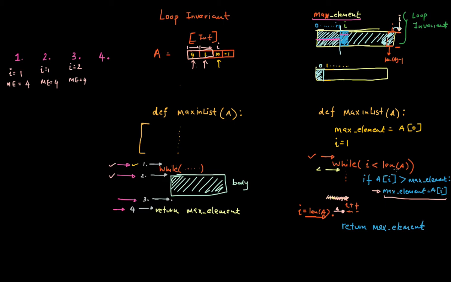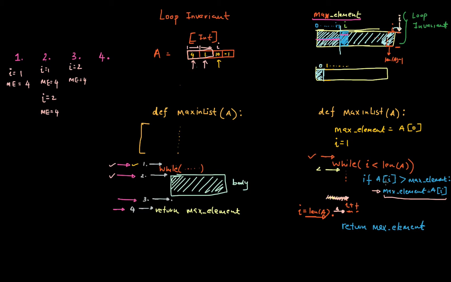Is I less than length of A? Length of A at this point is always constant. Length of A is 1, 2, 3, 4, and because I is still less than 4 over here, when I check point 2 of my source code, I still have I equals 2. My maximum element at this point is still 4.